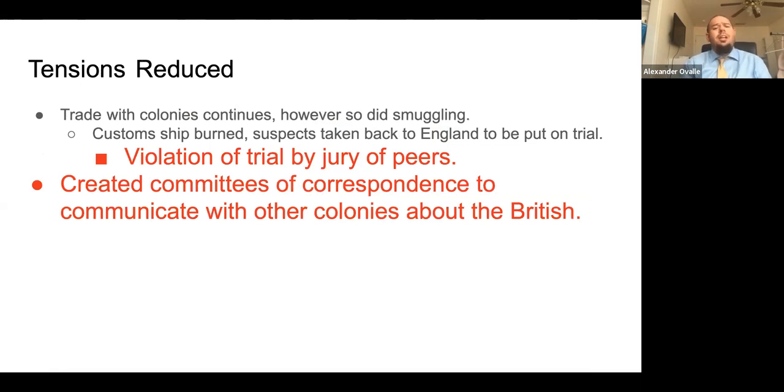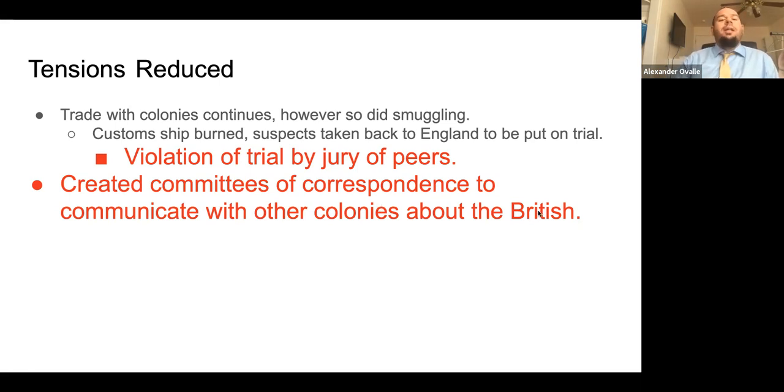Tensions will be reduced. Trade with the colonies continued, however, so did the smuggling. Customs ships were burned. Suspects that were caught for burning these ships were taken back to England to be put on trial. Now, if you know anything about trial by jury of your peers, that is in strict violation, according to the colonists, because they are not a part of England. They are not British citizens. That's what they think. So therefore, they should not be hauled away back to England because they're not peers of the colonists. So therefore, they're going to be found guilty real quick.